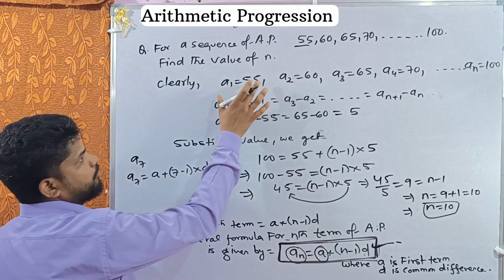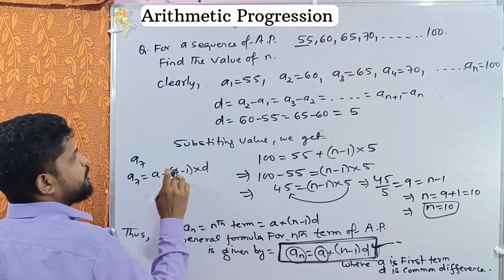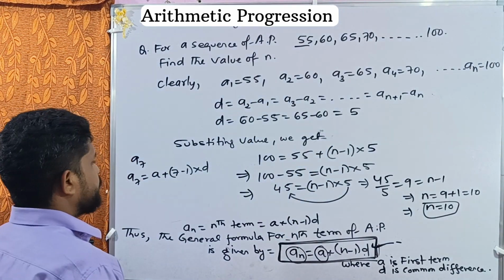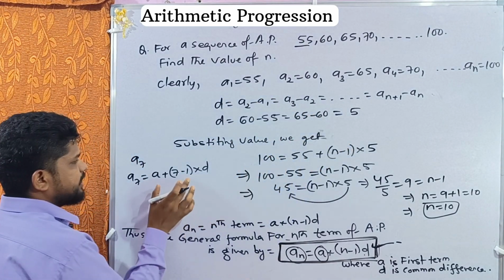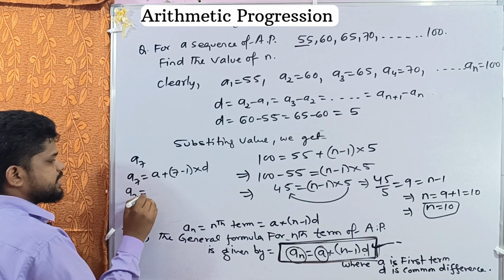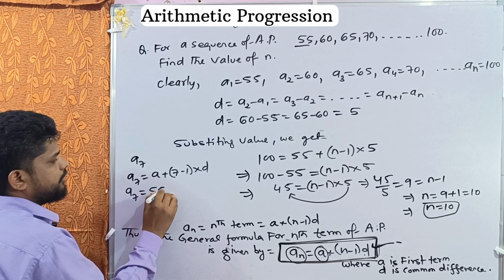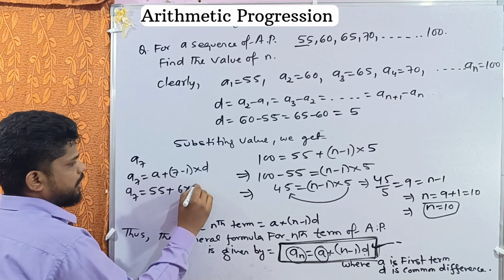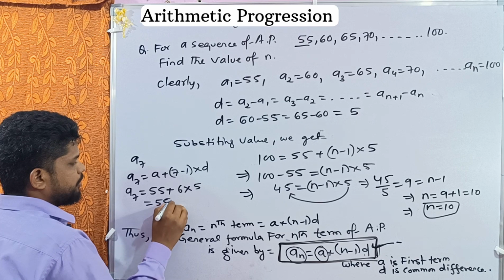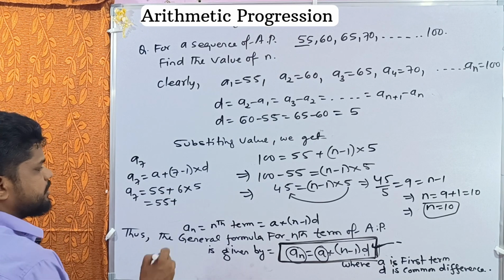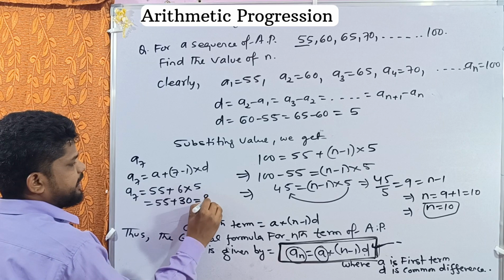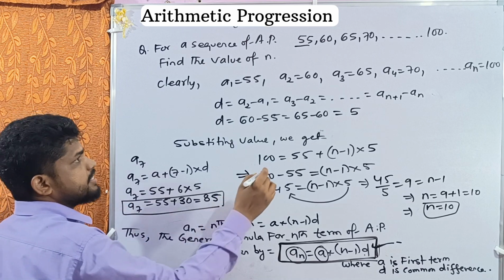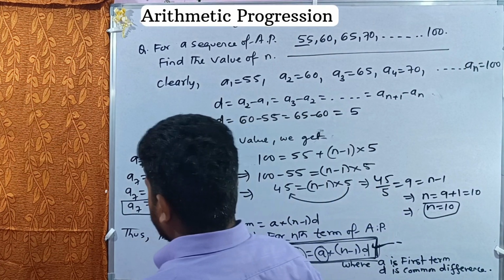For this given sequence of AP, the value of the first term is 55 and the value of the common difference is 5. Putting these values in, the 7th term will be a which is 55, 7 minus 1 is 6, and the value of d is 5. This gives 55 plus 6 into 5, which is 30. So 85 is the 7th term of the given sequence of AP.